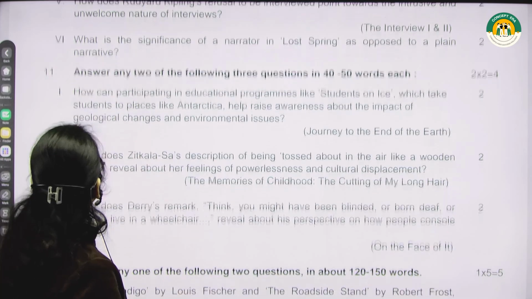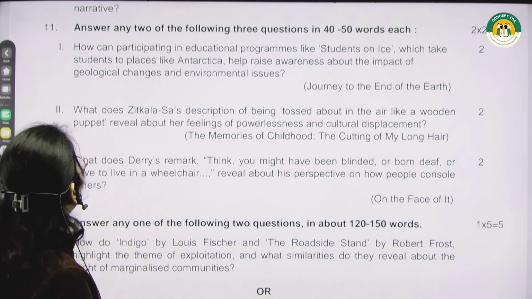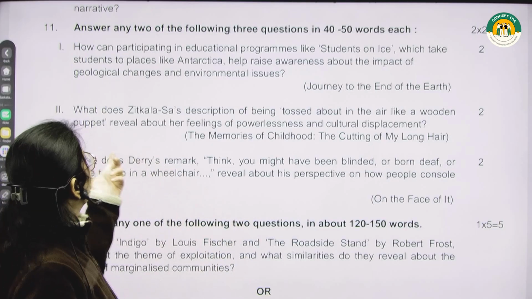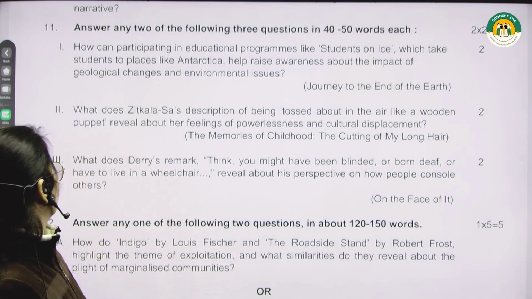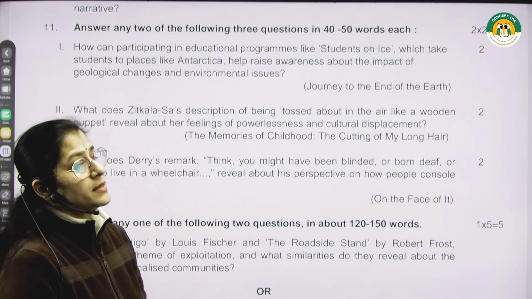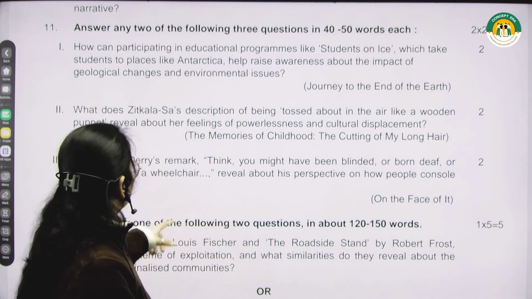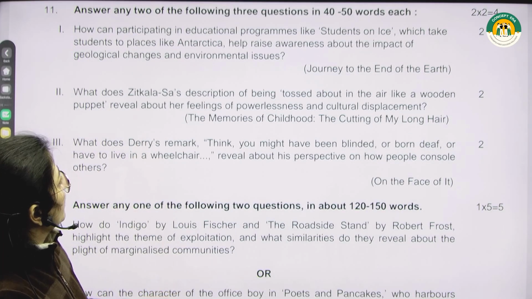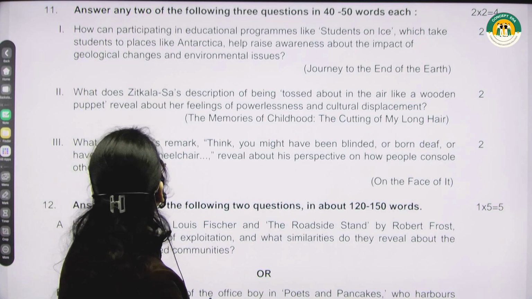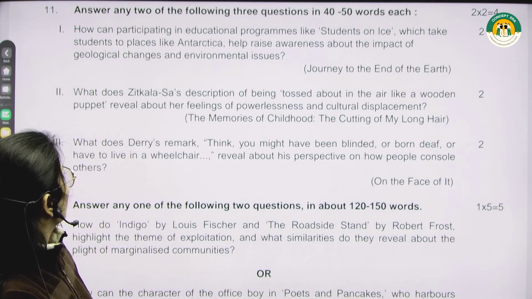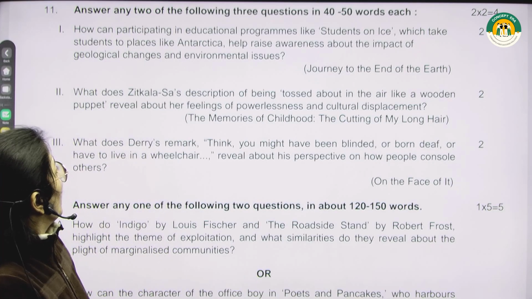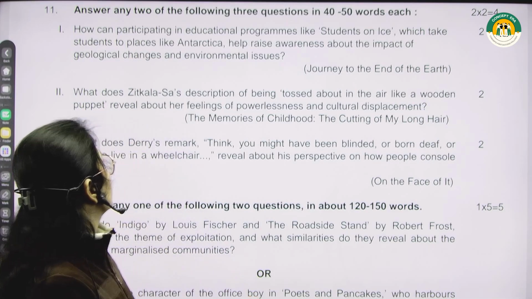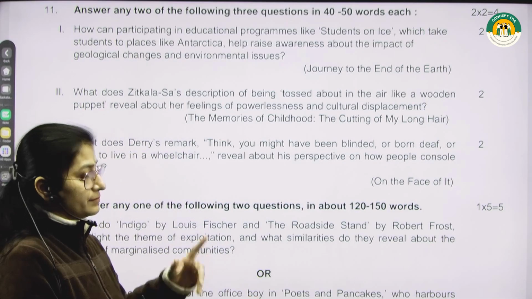So now question number 11. The question again is asking you to attempt any 2 out of 3, and the word limit is 40 to 50. How can participating in educational programs like Students on Ice, which take students to places like Antarctica, help raise awareness about the impact of geological changes and environmental issues?